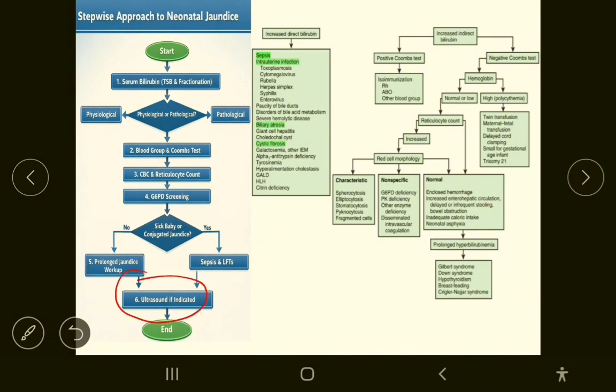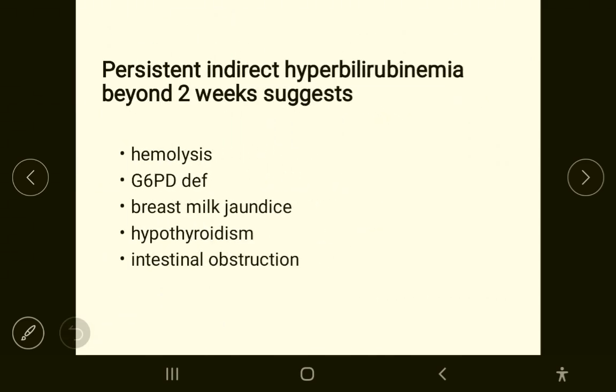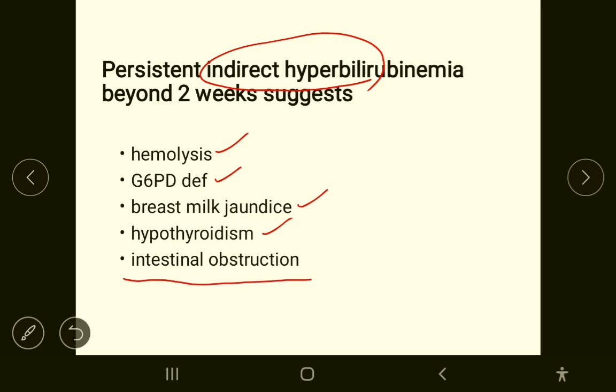Abdominal ultrasound is done when there is suspicion of biliary obstruction, hepatomegaly, or pale stool. Early detection of conditions like biliary atresia is crucial for timely surgical intervention. Persistent indirect hyperbilirubinemia suggests hemolysis, G6PD deficiency, breast milk jaundice, hypothyroidism, and intestinal obstruction.